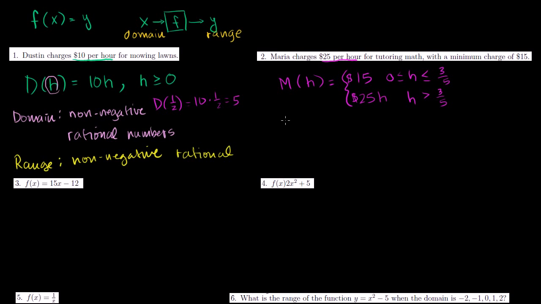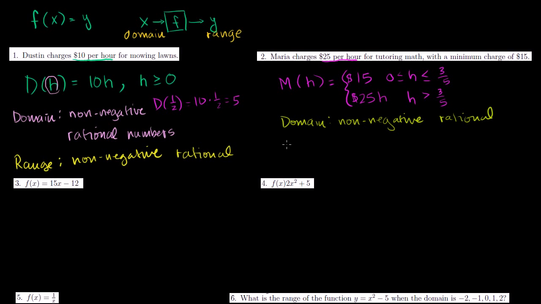Now, what is the domain for Maria's billing function? Well, once again, this is only defined for non-negative numbers. And by the same logic we used before, we said she really can't charge e hours or pi hours. That's not realistic for her to measure. Everything's going to be expressible as a fraction. For example, even 5 hours is still a fraction, 5 over 1. So we'll say non-negative rational numbers.